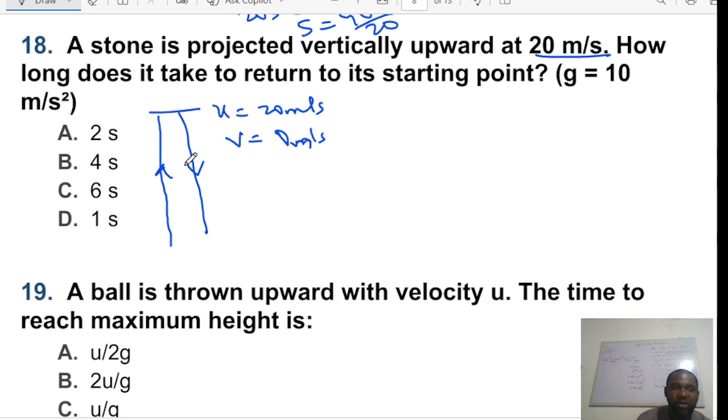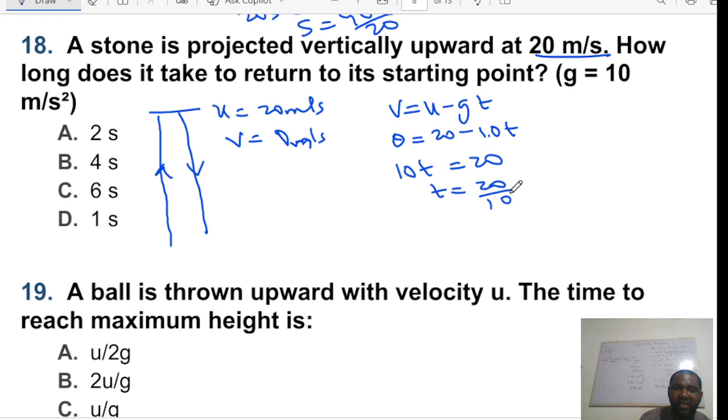So since we are looking for time, we can use the formula v equals u minus gt. Your v is 0, equal to your u, which is 20, minus your g, which is 10, times t, which is what we want to find. If this crosses the equal sign, we have 10t equal to 20. That means t is 20 divided by 10, which is equal to 2 seconds.